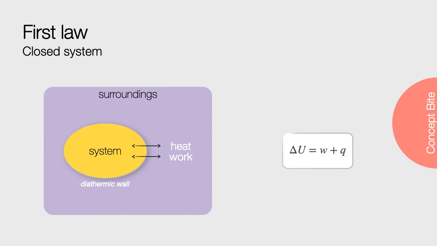This gives us a second definition of the first law in a closed system where the only forms of energy transfer are heat and work. Then the change in internal energy, delta U, is the sum of the energy transferred in the form of work, W, and heat, Q.